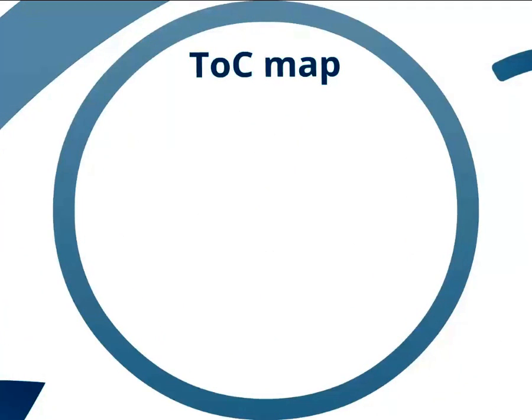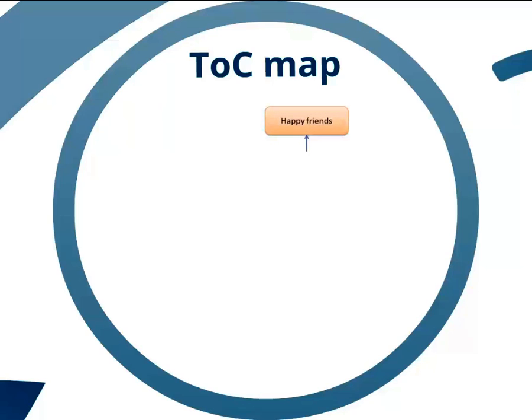So now I want to take you through an example of what a theory of change map actually looks like and the different components of a theory of change map. Now this example I'm going to give you is a very simple example, and it's purely for teaching purposes so that you really get a good understanding of the different components of a theory of change map.